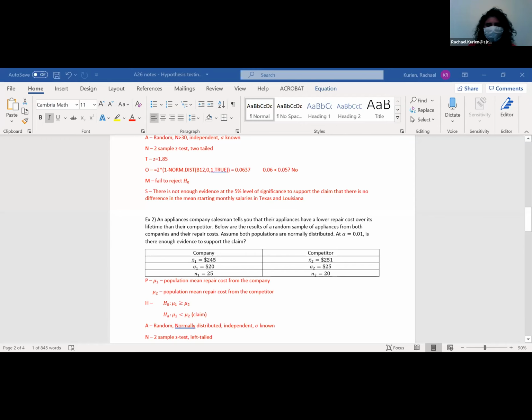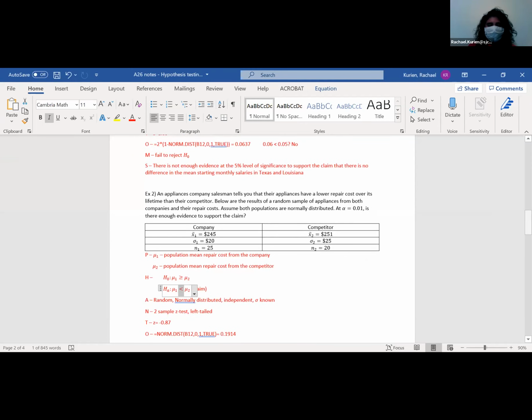So our test statistic is z equal to negative 0.87, and the p-value is 0.1914. So again, our question becomes, is our p-value less than our alpha? So is 0.1914 less than alpha of 0.01? And again, if you don't like the p-value being so long, you can cut it down and compare that way. So is 0.19 less than 0.01? Nope, it is not.